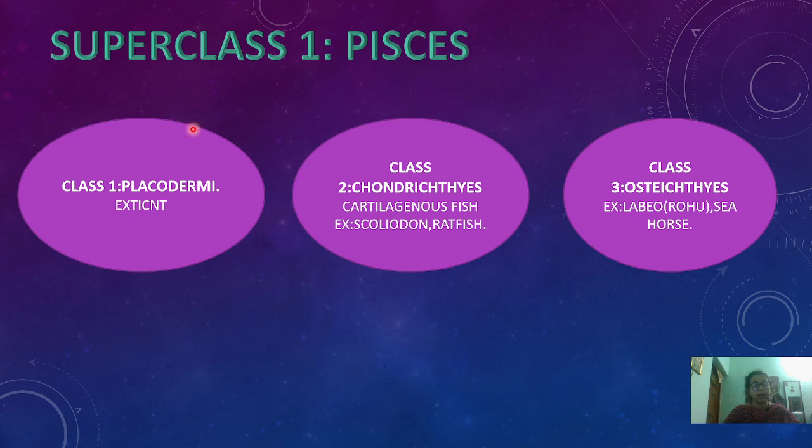So Pisces is mainly divided into three broad categories, that is Placodermi, which are already extinct, class Chondrichthyes, which belongs to the cartilaginous fishes like Scoliodon and rayfish, and Osteichthyes, that is Labeo rohita and seahorse. Each one of them we will be discussing in detail.